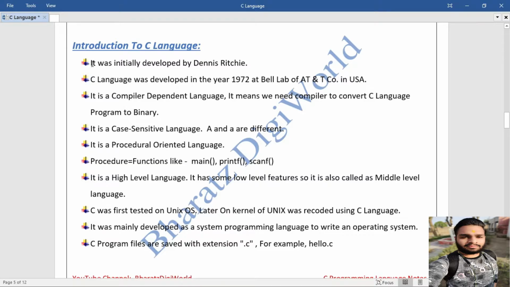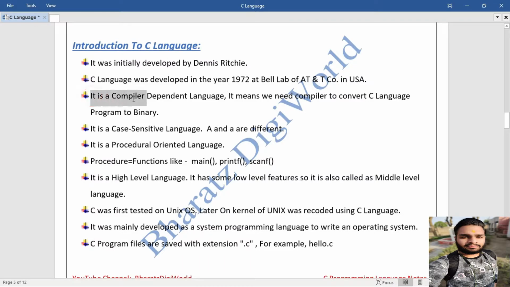So let's get started. First of all, let's see introduction. C language was initially developed by Dennis Ritchie. C language was developed in the year 1972 at Bell Labs of AT&T Company in USA. So the C language was developed by Dennis Ritchie in 1972 at Bell Labs of AT&T Company in USA.